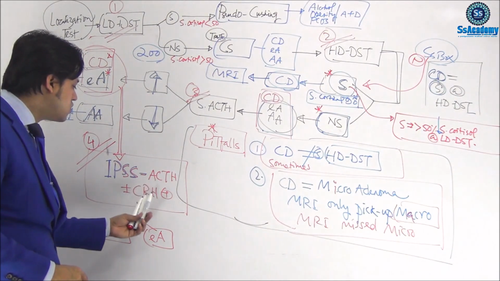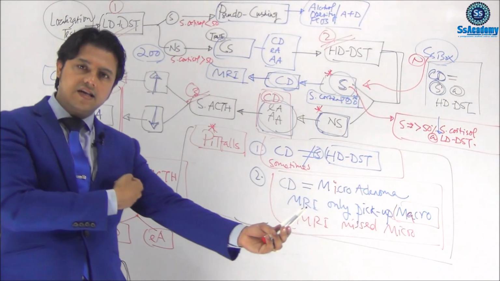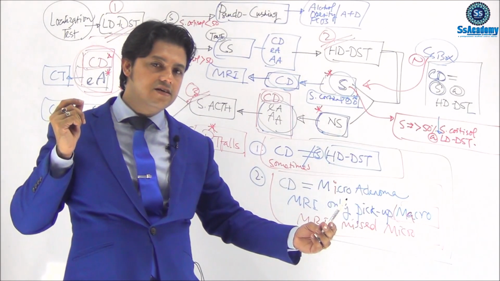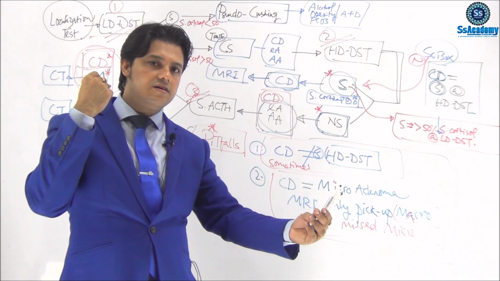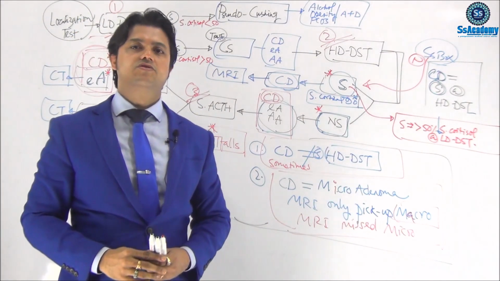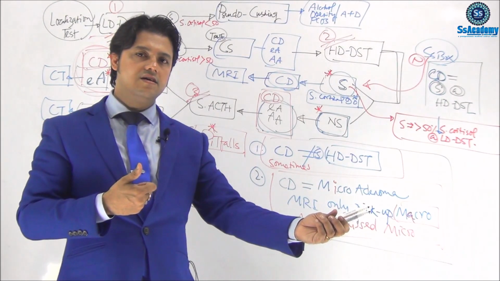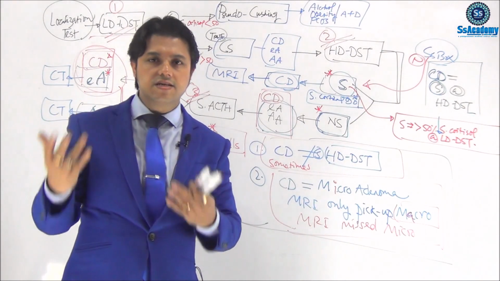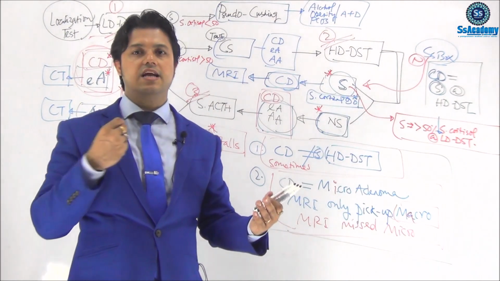And once again, more confirmation, the CRH stimulation test. You give the CRH, you take the inferior petrosal sinus sampling for ACTH, so definitely CRH will stimulate ACTH more and more, of course pituitary Cushing disease. But if you give the CRH, you take the inferior petrosal sinus sampling, and there is no increase after the CRH injection, so definitely it is an ectopic ACTH.